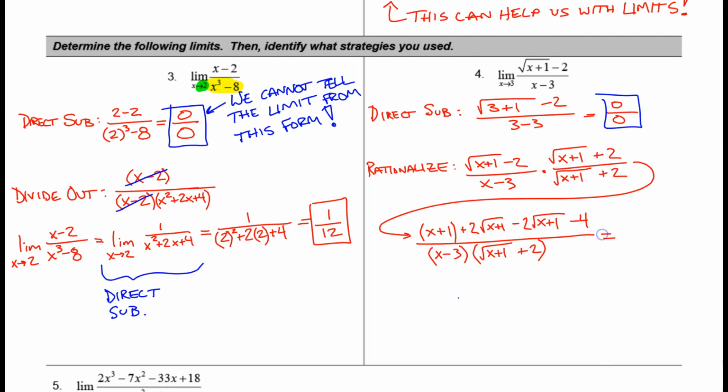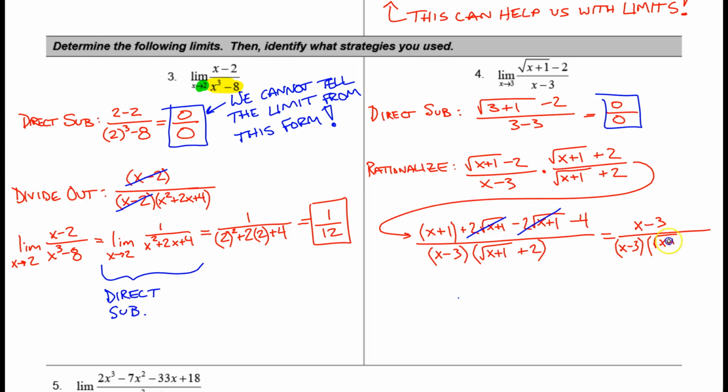So let's take a look at our numerator and simplify. Hopefully you've noticed that you have 2 times the square root of x plus 1 minus that same quantity. So those two cancel out. And now I just have x plus 1 minus 4, and that simplifies to x minus 3. In my denominator, I have a factor of x minus 3. That's a beautiful thing.